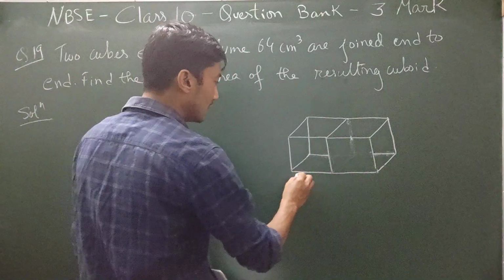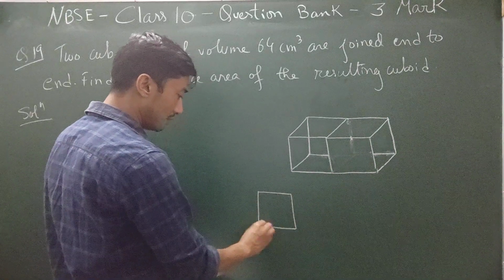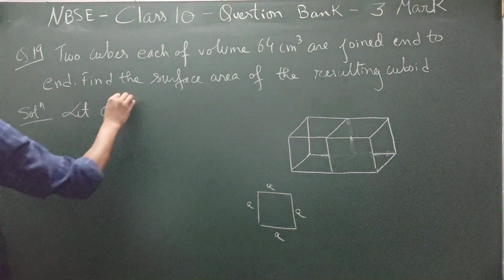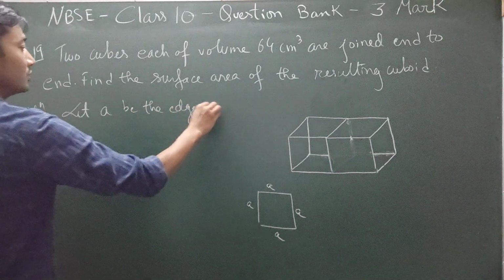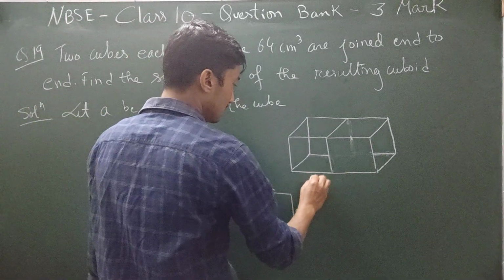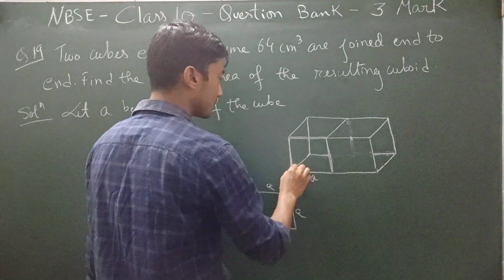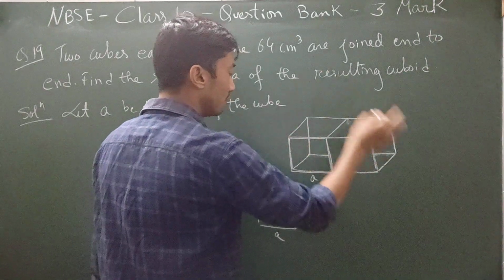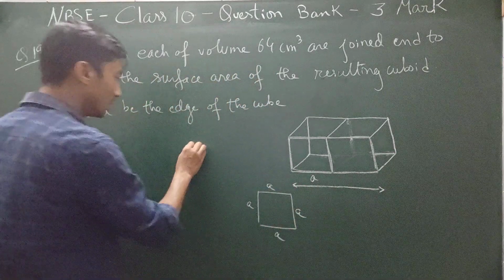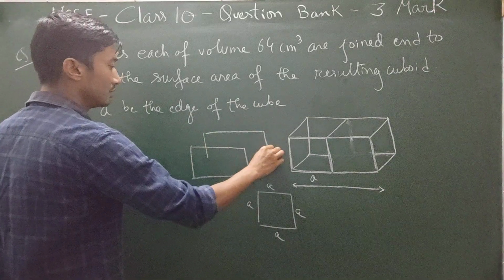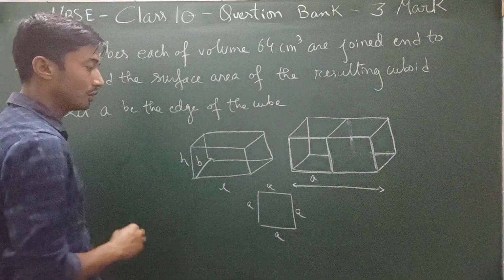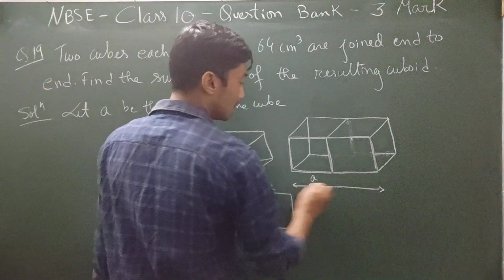Now for a normal cube, since all the sides are same, the length, breadth and height are all the same, which we call the edge. So let A be the edge of the cube. This is the first cube, this is the second cube. When we combine, we get a cuboid. For a cuboid, the length, breadth and height are slightly different from each other.